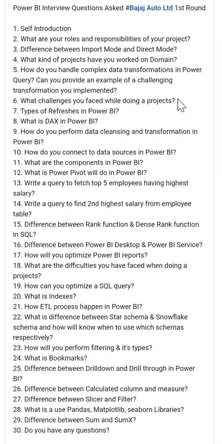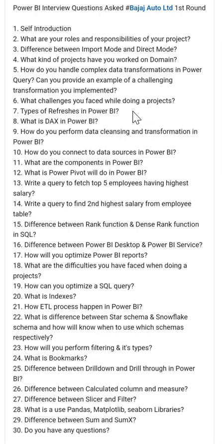And suppose I want import mode only, so you can tell them there were a lot of calculated columns, or different types of visuals present. Because of that, there was a big performance issue, we can say. And later we made some modifications: rather than using calculated columns, we used measures mostly. Seventh question is types of refreshes in Power BI.